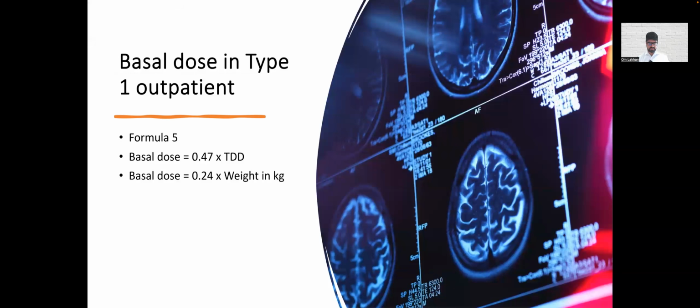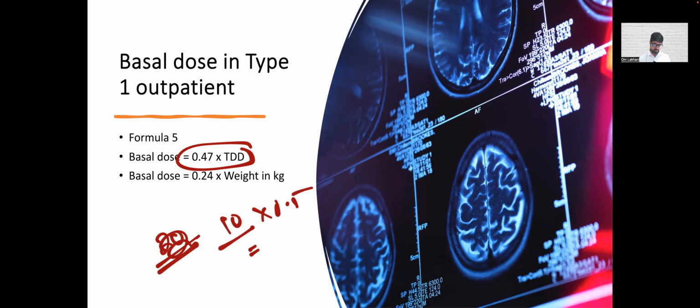So this is the outpatient basal dose based on the total dose of insulin. Like I said, it is 0.47 into the total dose of insulin, which is approximately 0.5. So it's 50%, very easy. I'll round this to 0.5. So 50% is basal, 50% is bolus. Our total dose was 10 units, so 10 into 0.5 will be 5 units. So 5 units of basal dose you can give.